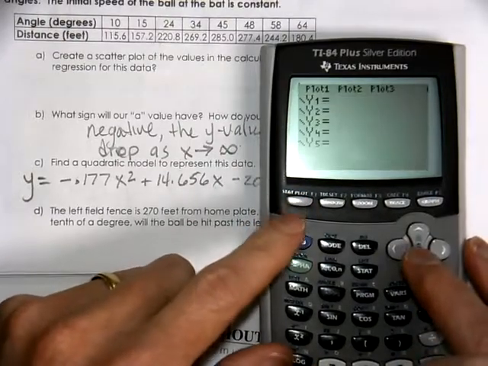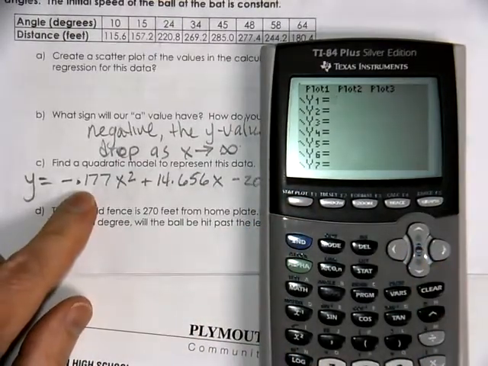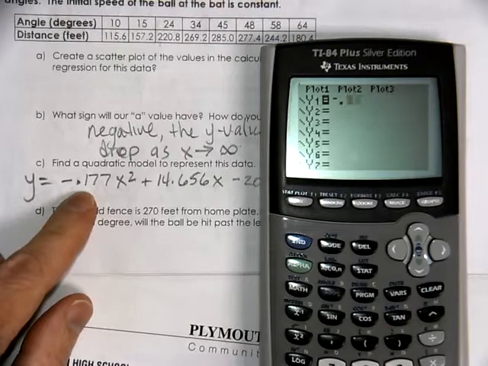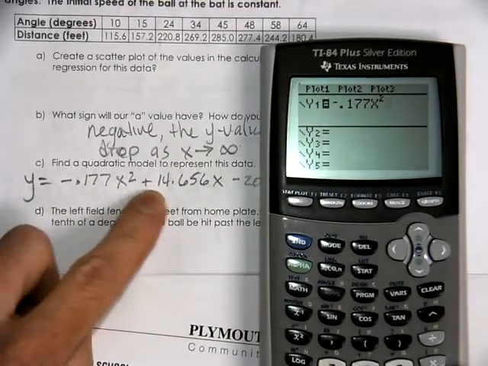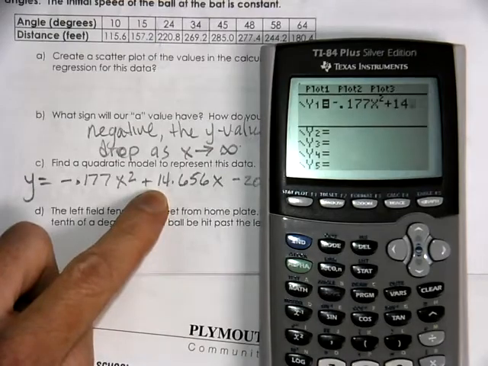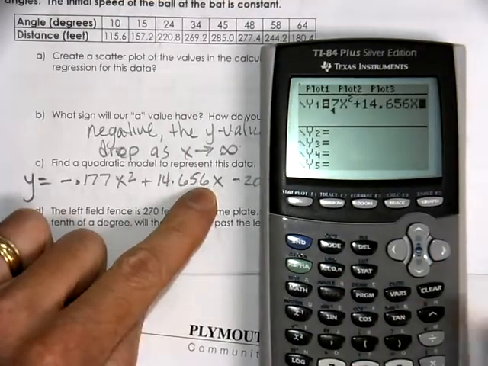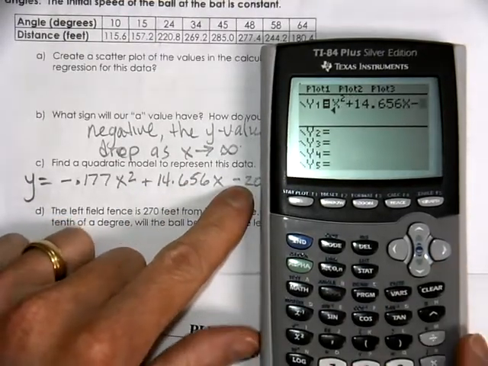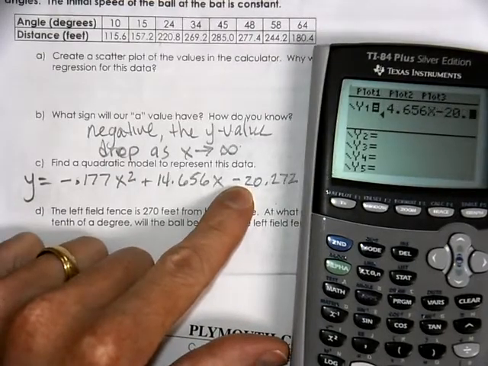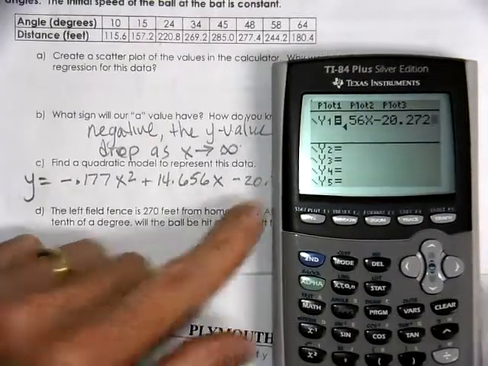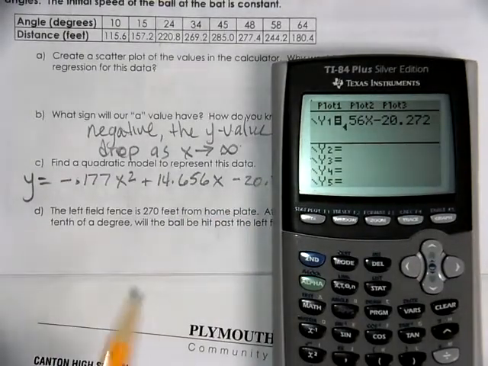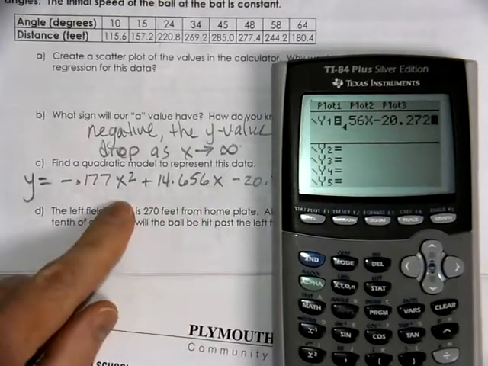Oh, I haven't put it in. Let's put that into our y equals negative 0.177 x squared plus 14.656 minus 20.272. There are other ways to get it plugged in there, but this is a pretty good approximation. We didn't round the numbers too much.